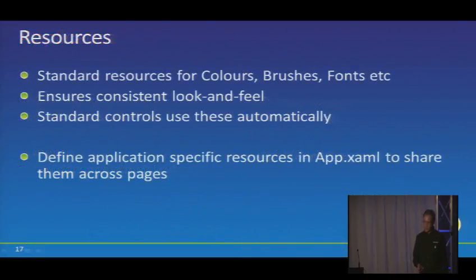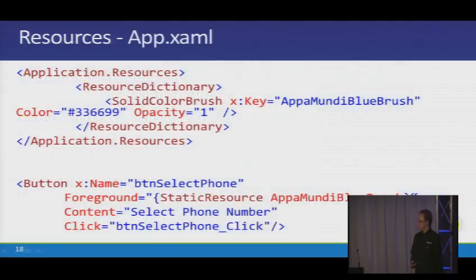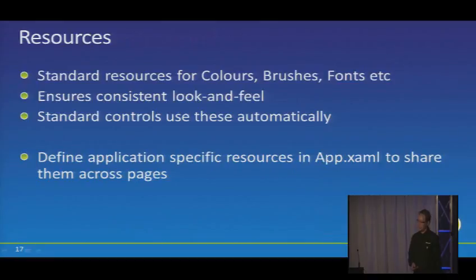Okay, so all the colours and brushes and fonts that are used within the Metro style are stored as resources which you can use within your applications. So all the standard controls use these automatically. So if you drop a button onto a form, you know it'll be painted with white on a black background, or vice versa.